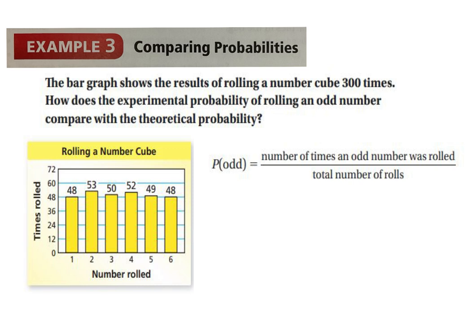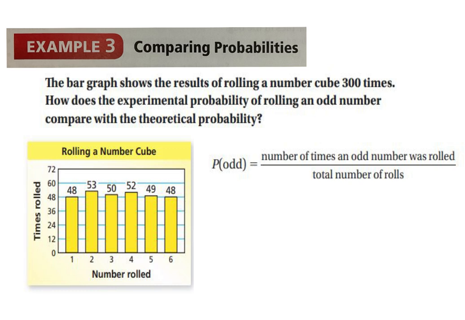For example 3, we're now comparing probabilities. The bar graph shows the results of rolling a number cube 300 times. How does the experimental probability of rolling an odd number compare with the theoretical probability? So thinking back, experimental probability, that's what actually happens. And here you can see a table showing us what actually happens.